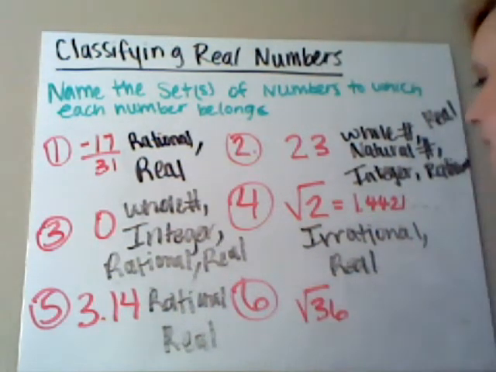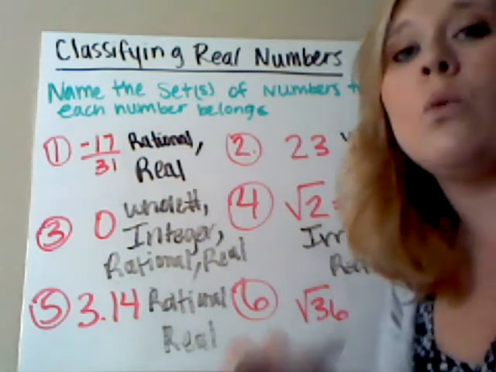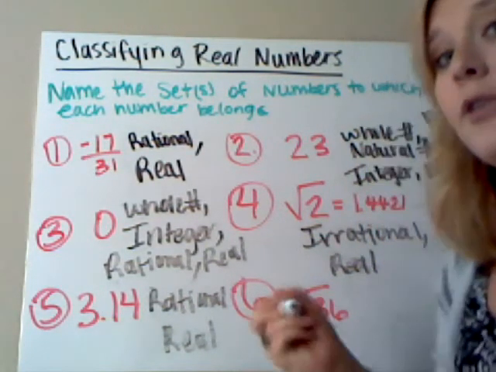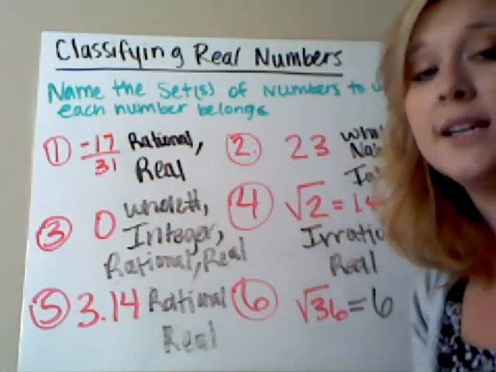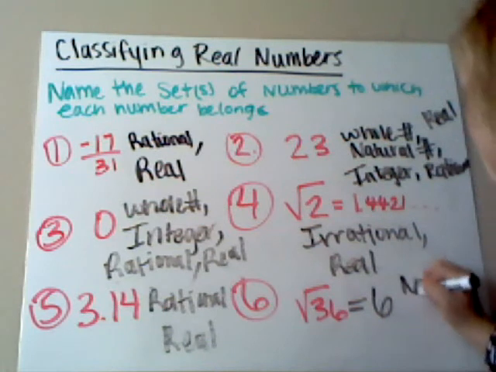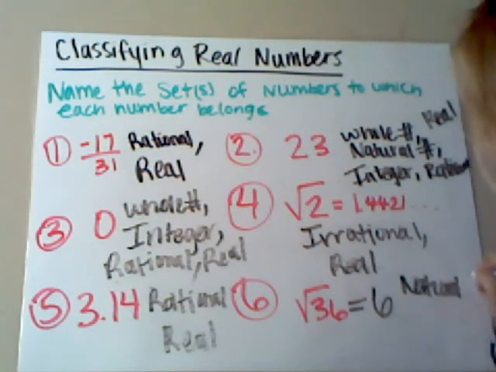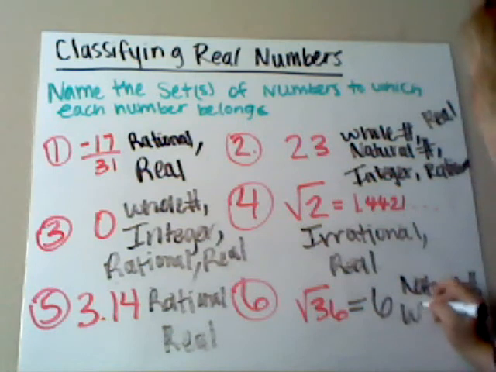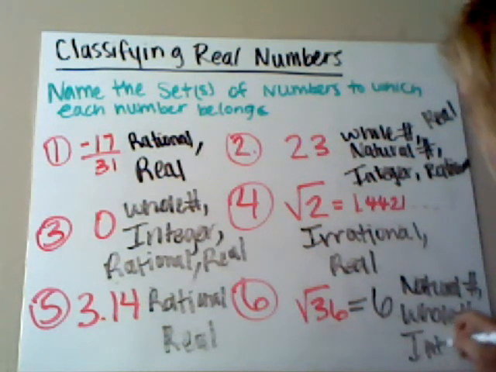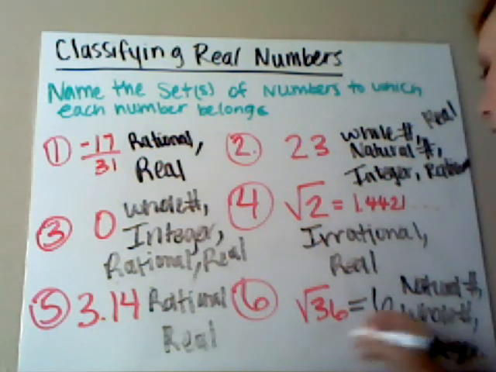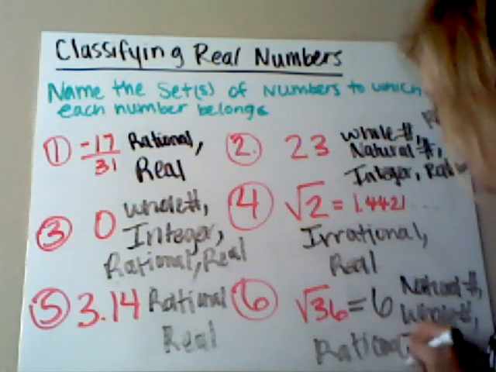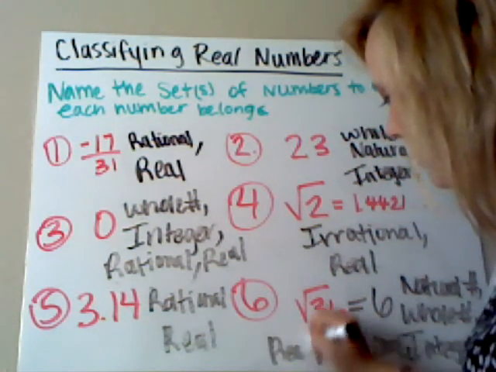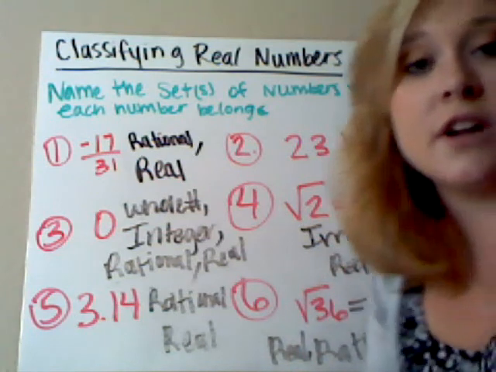The next one we have is the square root of 36. Now what times itself will give you 36? That's 6. So the square root of 36 is 6. 6 is a natural number, a whole number, an integer. All of those fall under rational, and all of those fall under real. So there are some examples.